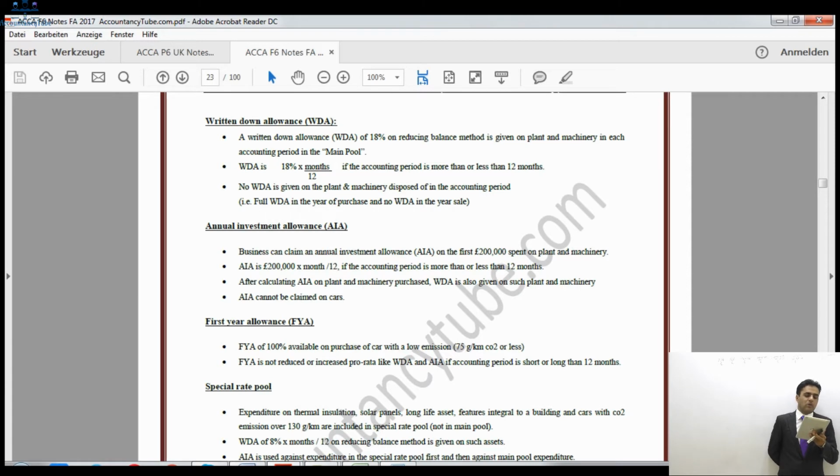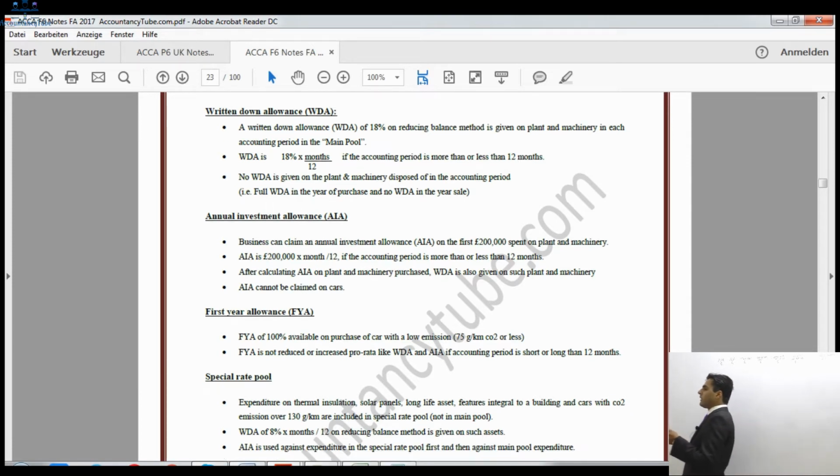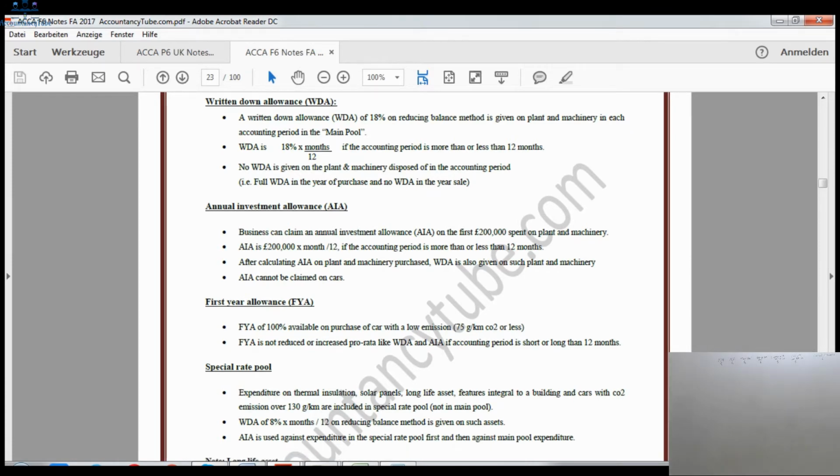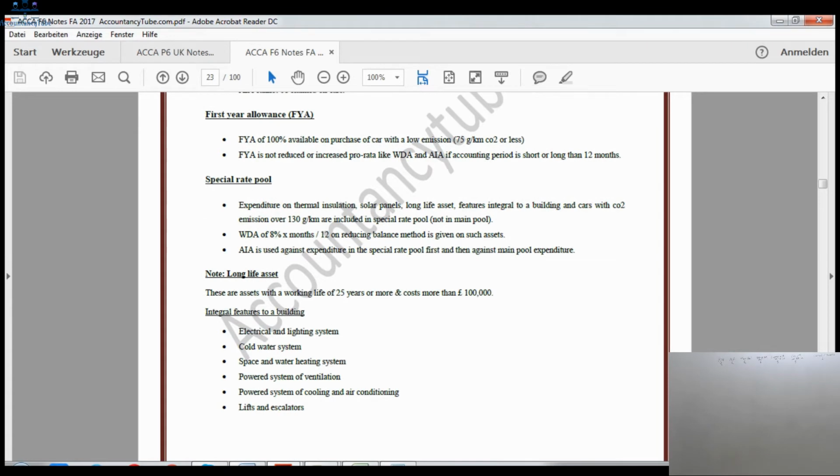After calculating annual investment allowance, if there is still any value left in the plant and machinery, say for example the plant and machinery was £250,000 rather than £200,000, the first £200,000 will be under annual investment allowance. The remaining £50,000 will go in the relevant pool, and writing down allowance will be given on it.